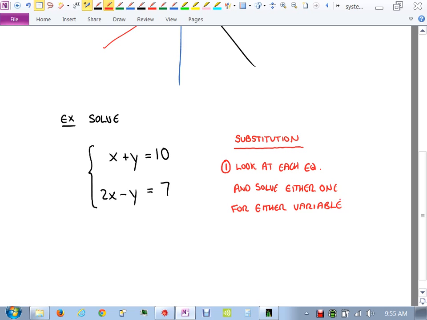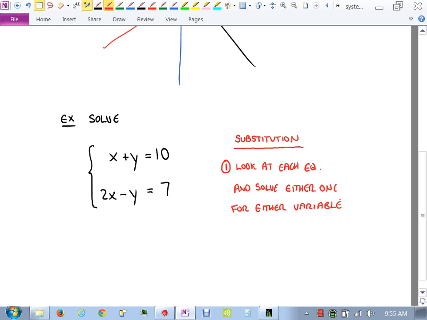On the second one, if I wanted to solve for x, I would have to move the y over and then divide by 2. That's a little more complicated, right? And if I want to solve for y, I would have to move the 2x over, but then divide by -1. That seems a little complicated, right?